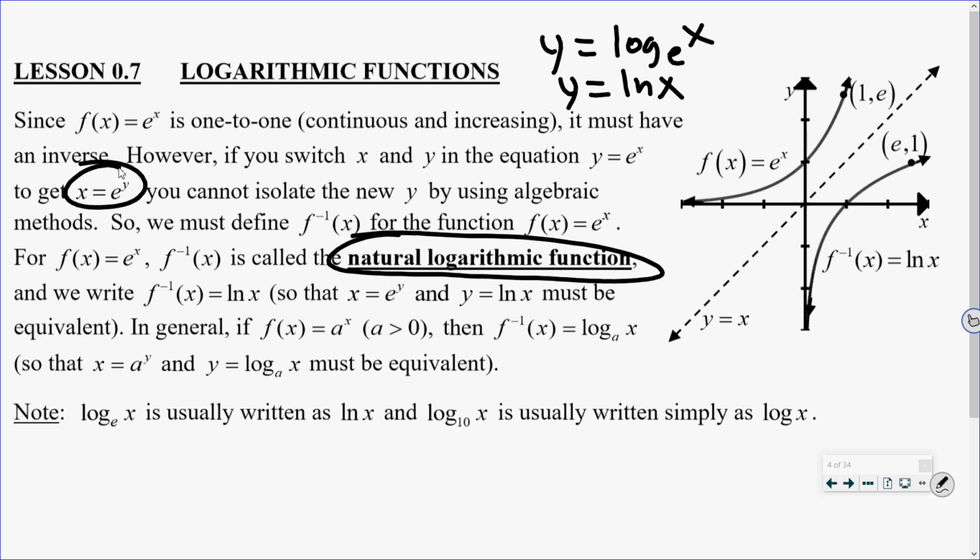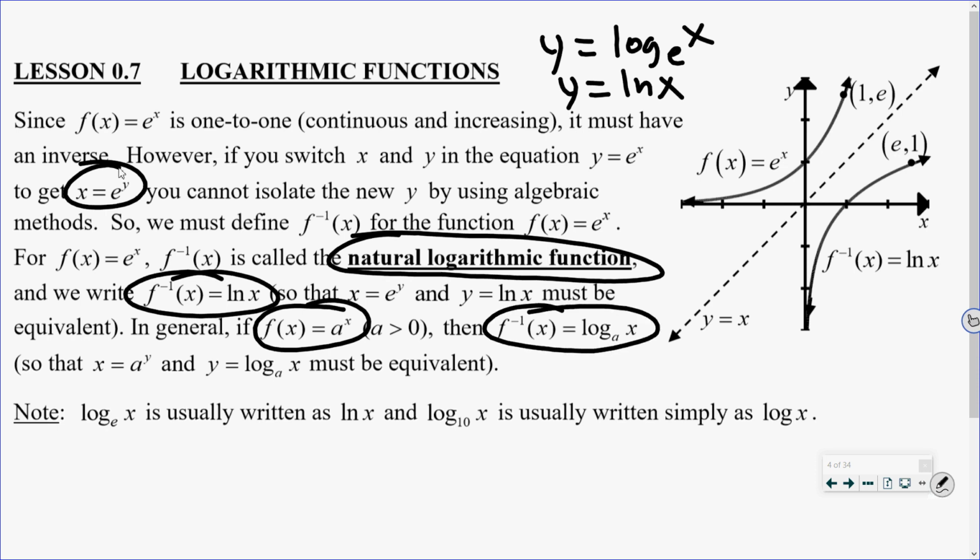So here's our inverse, right? The inverse of f of x equals e to the x is f of x equals the ln of x, which is really just log base e of x. Down here it has that other notation. If I have f of x equals a to the x power, its inverse is f inverse equals log base a of x. You're just switching the x and the y.